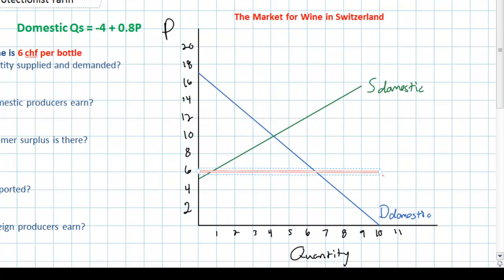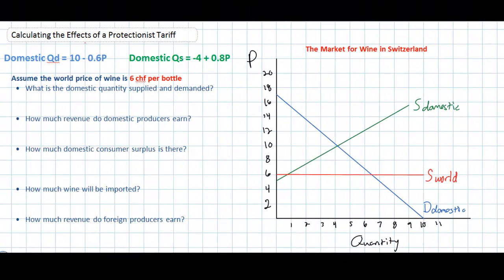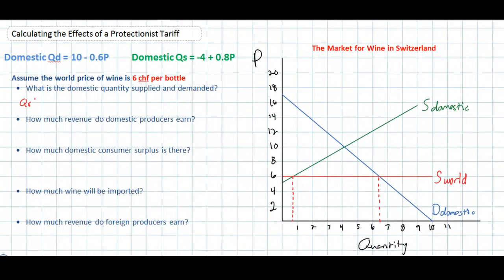So the third line I'm drawing on my graph here represents the supply determined by the entire world supply of wine. The first question we want to answer on the left here is, what is the domestic quantity supplied and demanded of wine at a world price of $6? We can identify these points on a graph, but then we can provide a more accurate calculation of the domestic quantities supplied and demanded by plugging the price of $6 into our demand and supply equations. Let's do that now.